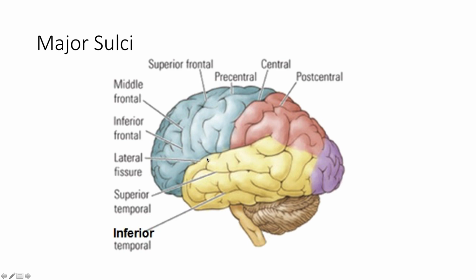Then a division or the boundary between the temporal lobe and the frontal lobe is called the lateral sulcus or lateral fissure. And then we can divide the temporal lobe up in 3 parts with 2 sulci. So you have the superior temporal and the inferior temporal. So remember, superior and inferior mean up and down. If there are 2 sulci in the frontal lobe rather than 3, we call it superior frontal and inferior frontal.